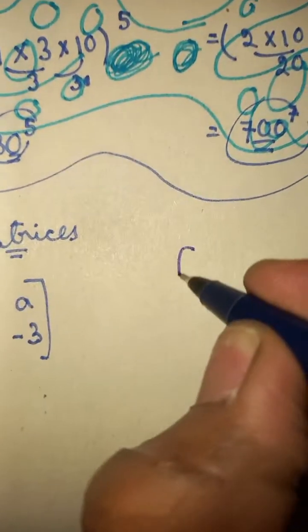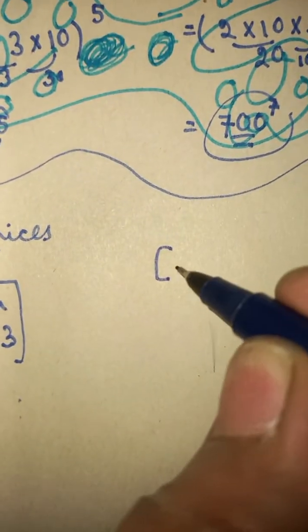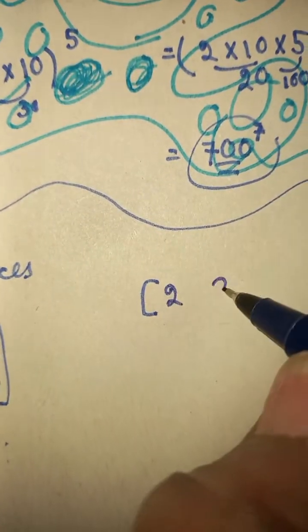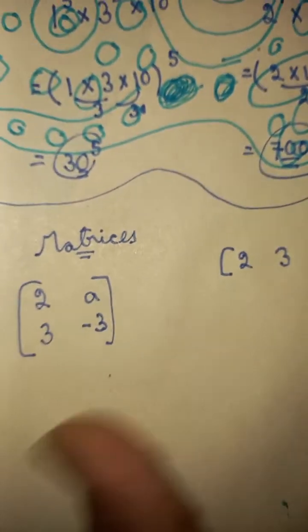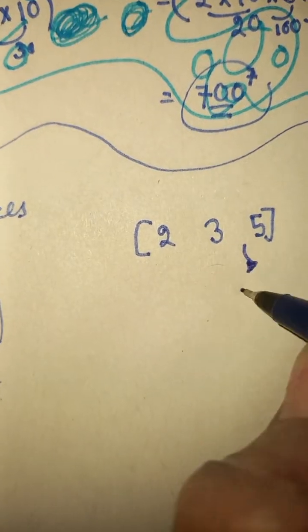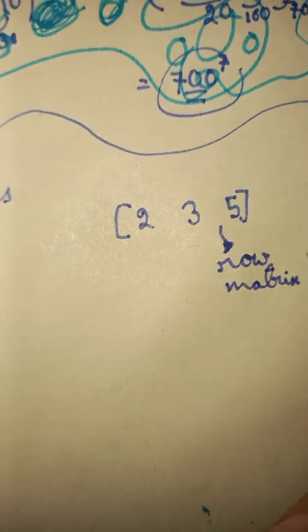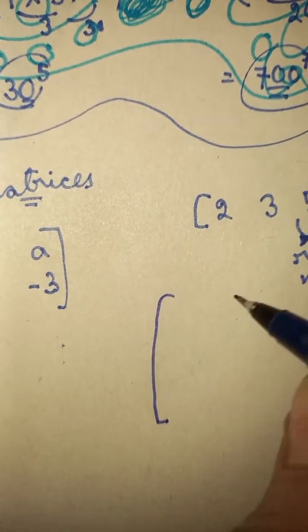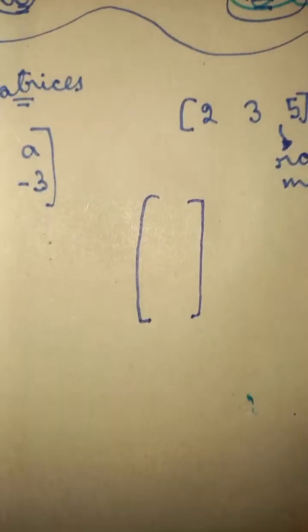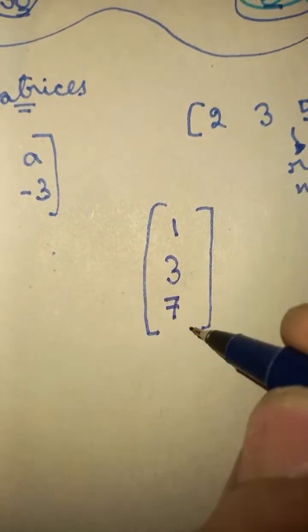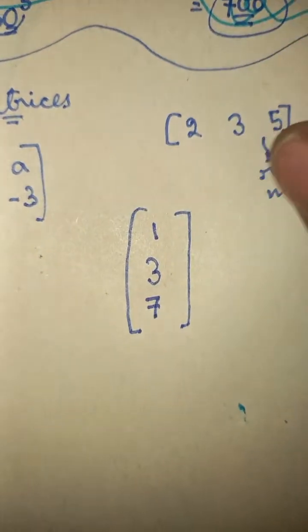One type is known as a row matrix. It has just one row like this, 2, 3, 5. This one is a row matrix. Another type is the column matrix. Here this one is known as a column matrix. Here the elements are like this. It has only one column, while the row matrix has only one row.